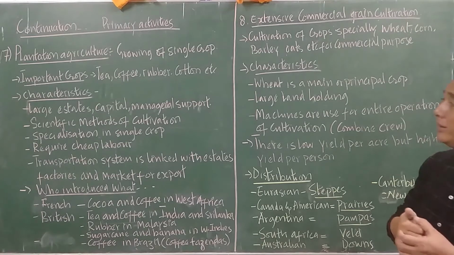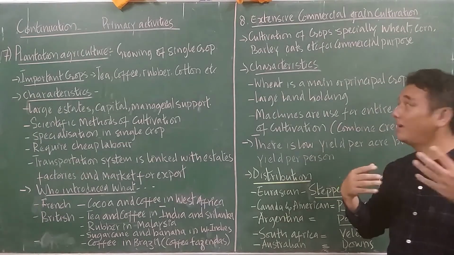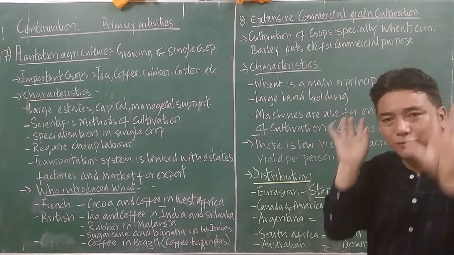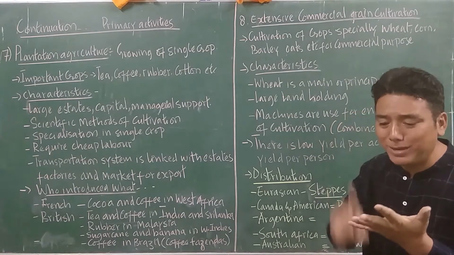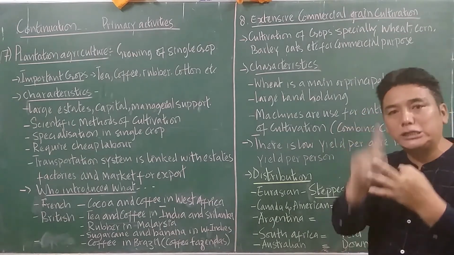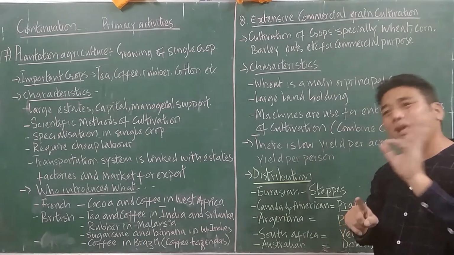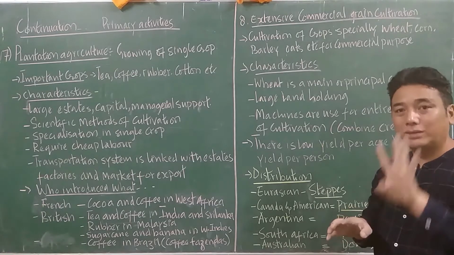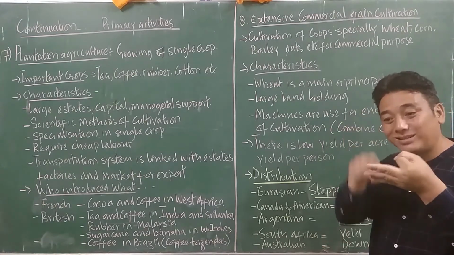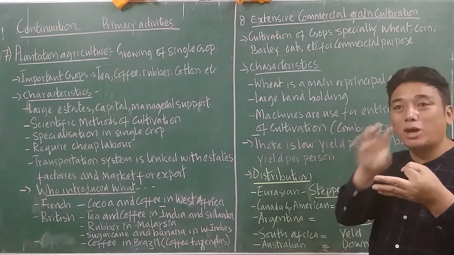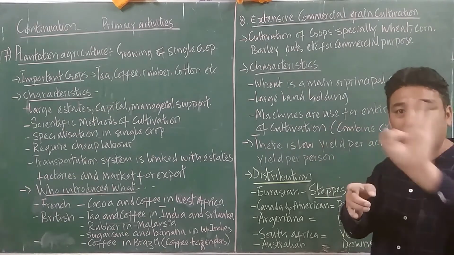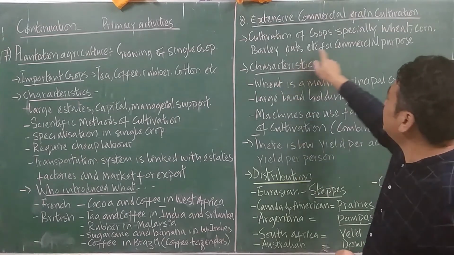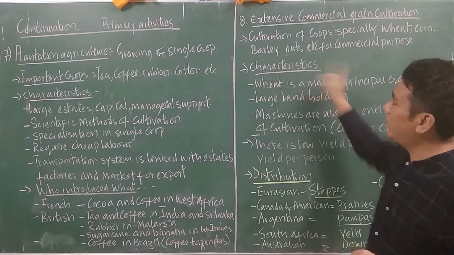As I told you in the last class, if you know the pattern of your textbook, then it is very easy to learn. They have touched on the meaning, then the characteristics and distribution. These three, and they have also introduced some methods and so on, but mainly they have focused on these three. So each and every topic talks about only these three: meaning, characteristics, and distribution.